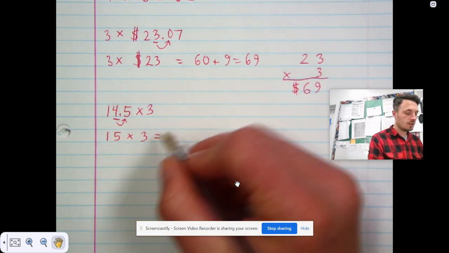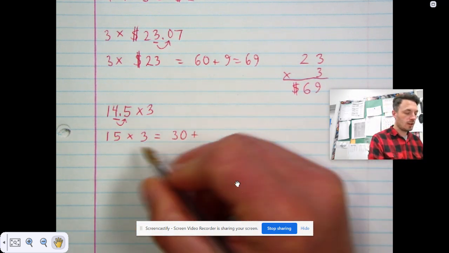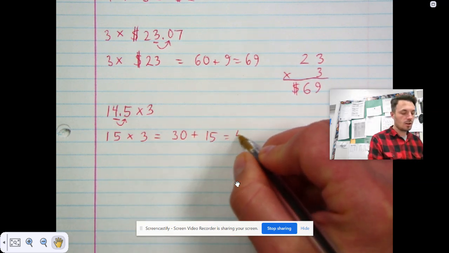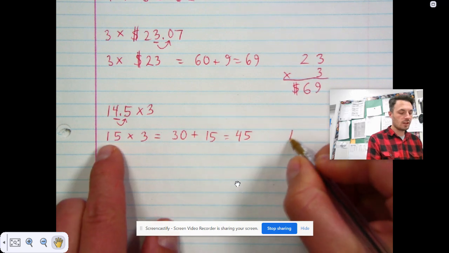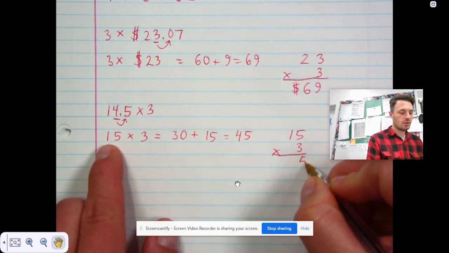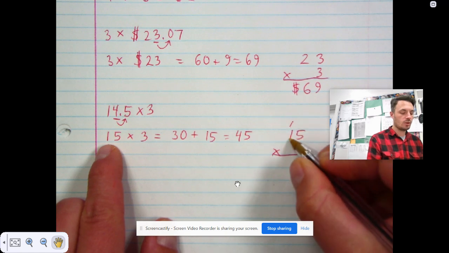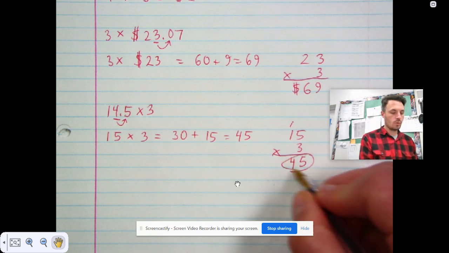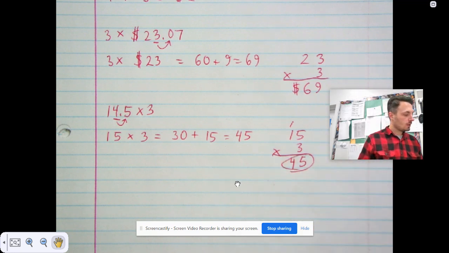So 10 times 3 is 30, plus 5 times 3 is 15. 30 plus 15 is 45. Or if you want to stack it, 15 times 3, 3 times 5 is 15. Carry the 1, 3 times 1 is 3, plus 1 is 4. 45. Let's do another one.